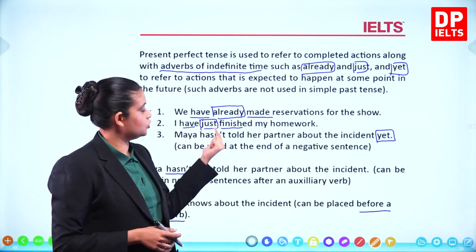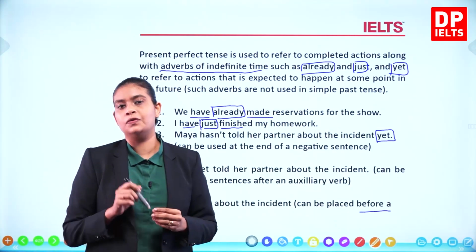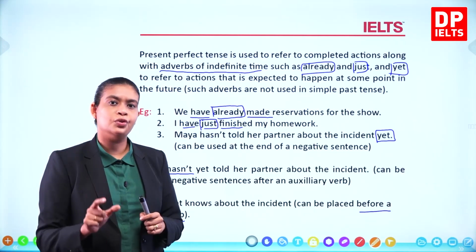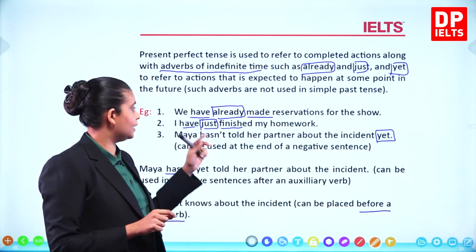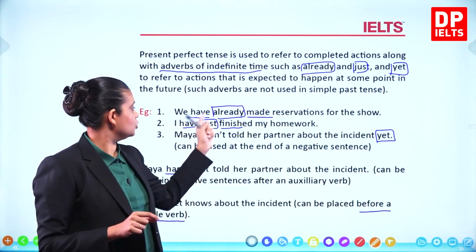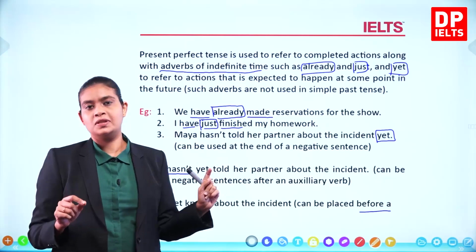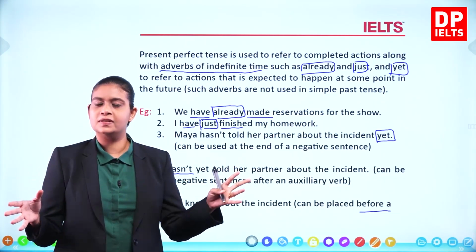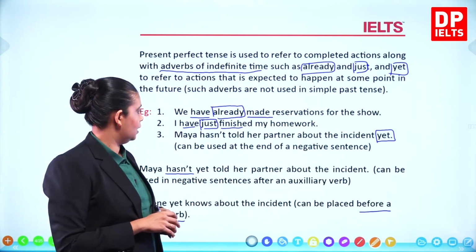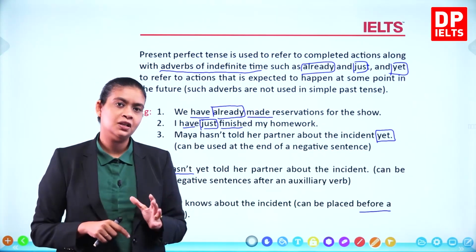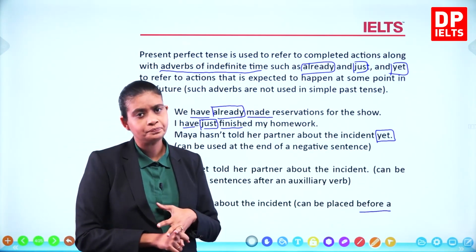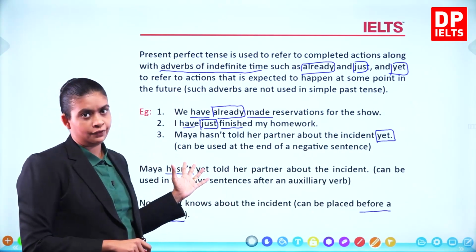I have just finished my homework. Again, it refers to something in the past, but we don't know exactly when. And that is why you would have just finished, okay? Just is a frequency adverb and therefore it falls in between the main verb and the auxiliary verb. Now, yet is a bit different than just and already. You can't just use it wherever you want to. You have to use it carefully, right?